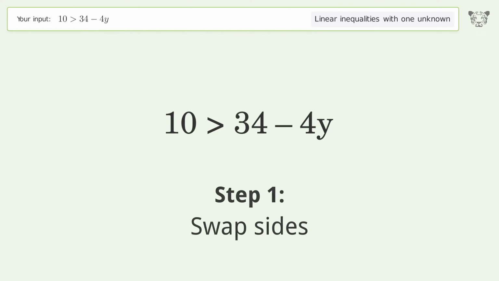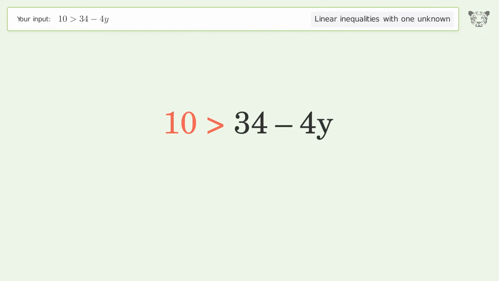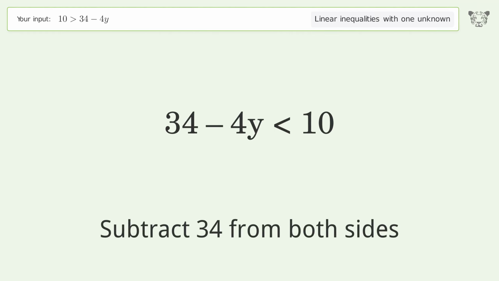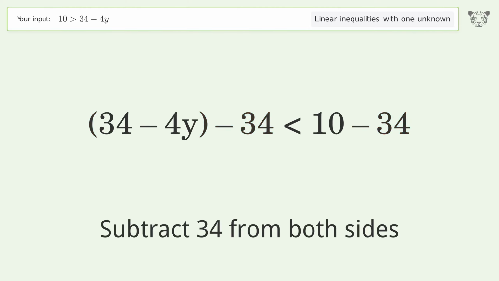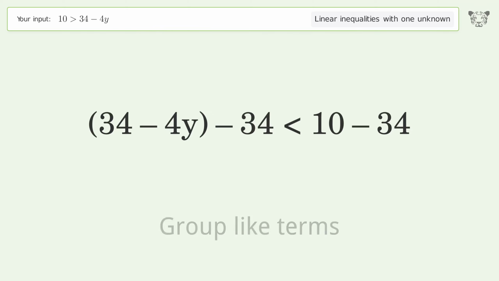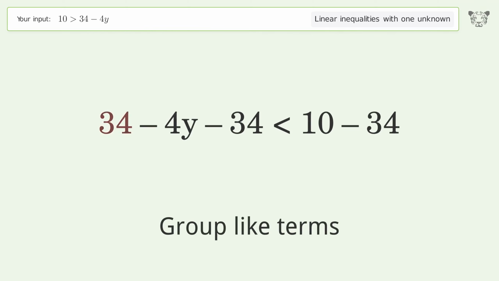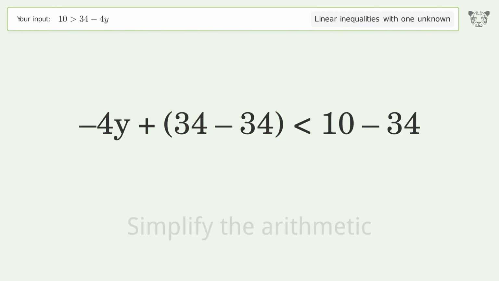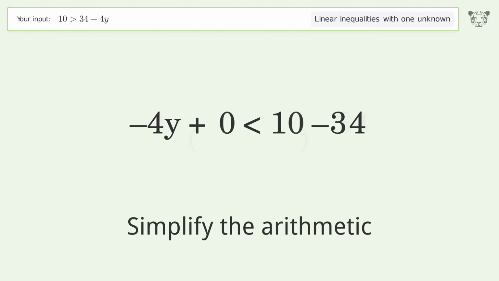Swap sides. Group all constants on the right side of the inequality. Subtract 34 from both sides. Group like terms. Simplify the arithmetic.